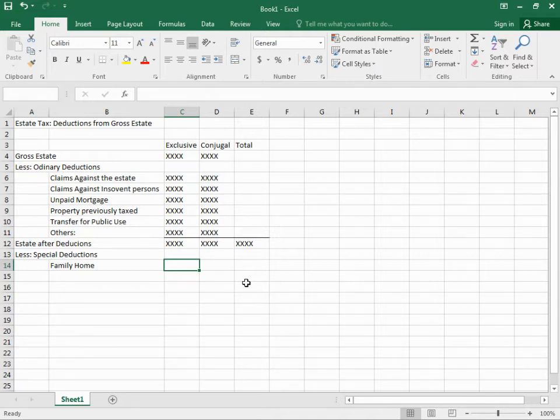Okay? Kung ang ating family home is 5 million, then the total deduction would be 5 million. But the deduction is the current fair market value of the family home or 10 million, whichever is lower. Gets? So, saan natin nilalagay yung deduction sa family home? Kung yung family home is an exclusive property of the decedent, then dito siya sa exclusive property deduction.